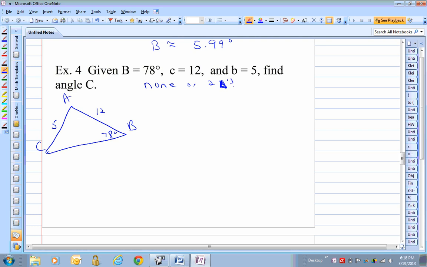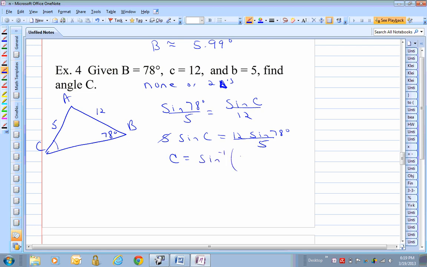The first thing we're going to do is find angle C. So we're going to have sine 78 degrees over 5 equals sine C over 12. Cross multiply, and we'll go 5 times sine C. You always multiply to the missing side first. That makes the process a little easier. Equals 12 times sine 78 degrees. We would divide by 5, and then to find C we have to take the inverse. So C would be inverse sine, or arc sine, of 12 sine 78 degrees over 5.